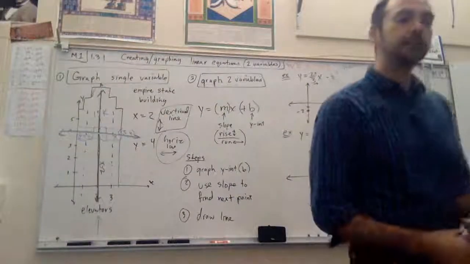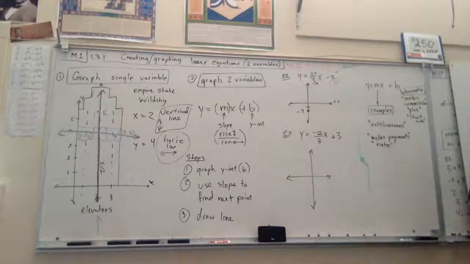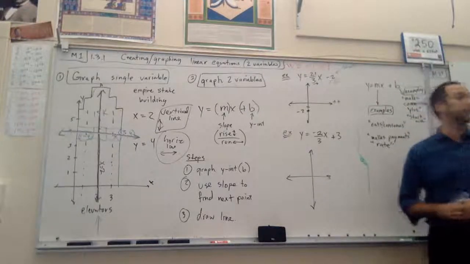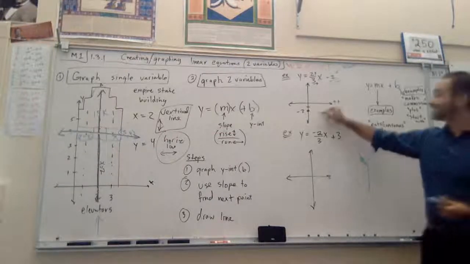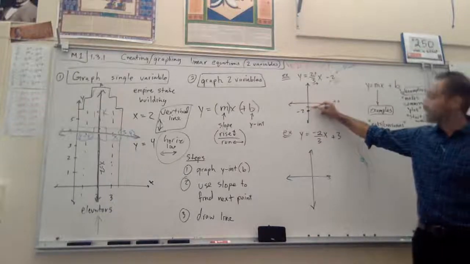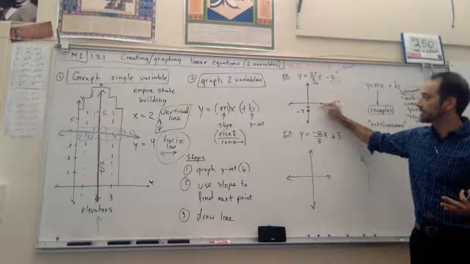Okay, let's see. All right, Kim, help me out. What is my slope first off? 2 over 3. So from this point, what do I need to do? Good. 1, 2. 1, 2, 3. Right here. You see the step I made?